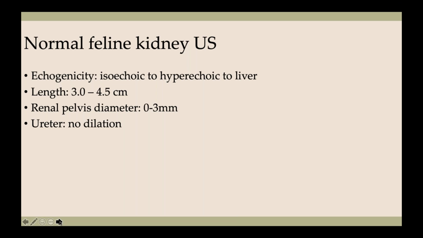What's been described as being normal for cats: their kidney echogenicity should be isoechoic to hyperechoic to the liver, and kidney length somewhere between about 3 to 4.5 centimeters. The renal pelvic diameter should typically be non-existent, but one study did find that a pelvis could be up to about 3 millimeters in some cats that were considered to be normal. And we really don't expect to see any ureteral dilation in normal cats. That's been pretty consistent in the publications that have been submitted so far.